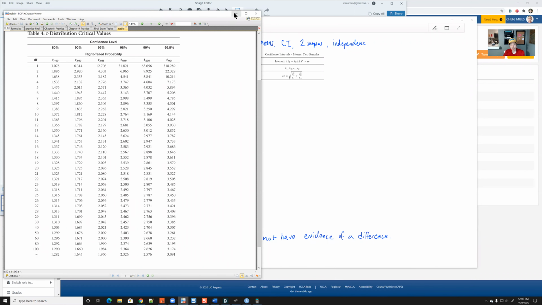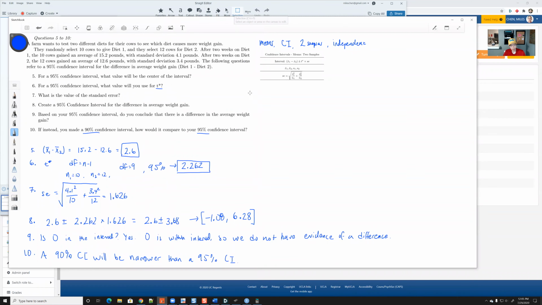So the margin of error would be a smaller number, right? Instead of multiplying by 2.262, we're multiplying by a smaller number. So instead of 3.68, this will be a smaller value. We're going to get a smaller margin of error, and our interval will be narrower.